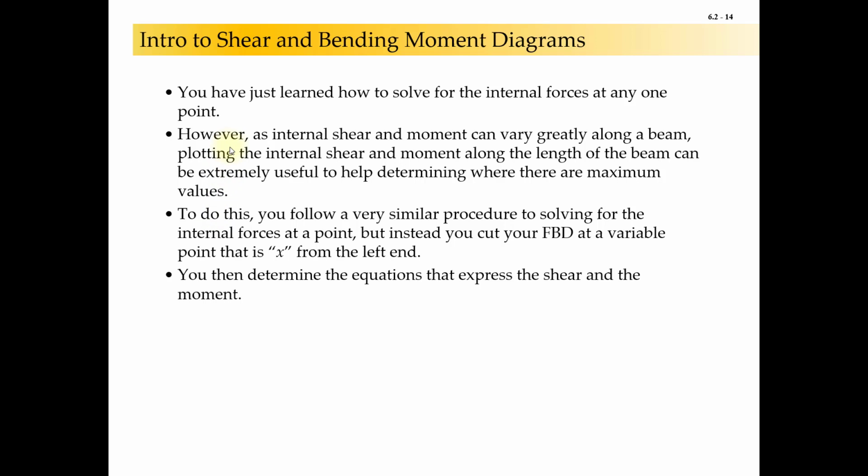Since the internal shear and moment often vary greatly along a beam, plotting the internal shear and moment along the length of the beam can be extremely useful to help determine where there are maximum or minimum values. To do this, we follow a very similar procedure to what we just did, but instead we make our cut for our free body diagram at a variable point that is x from an end. I say the left end, it's usually the left end, but you're cutting at a distance or a length of x as opposed to a definite location. So then when you determine your equations, you'll see that they're all going to start being in terms of x a lot of times. They're going to be functions and not just values.